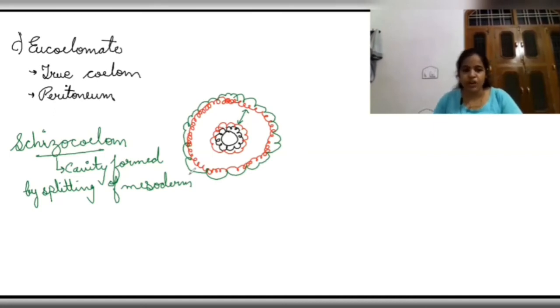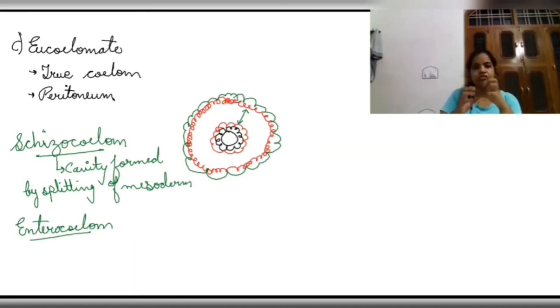Then we have enterocoelom. Enterocoelom means the cavity is formed by the fusion of patches formed in between the mesoderm during embryonic development. So initially, a few patches will be formed. Those patches will fuse to form a complete body cavity that will be known as enterocoelom. So these patches are formed during embryonic development which later fuse to form the complete coelom or true coelom. So this is all about the coelom or body cavity.